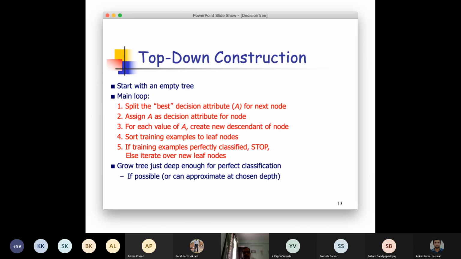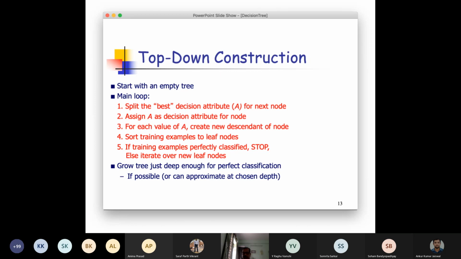So if possible, you can approximate at a chosen depth, which means it is possible that you can satisfy all training examples using a decision tree. You can go on branching at every point, until finally you get at least one example at that level, the uniform level, and you come to that leaf node. So theoretically, you can get a decision tree which will be consistent with respect to the training examples.